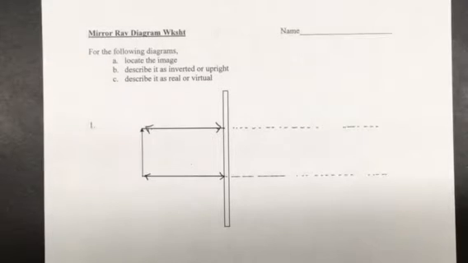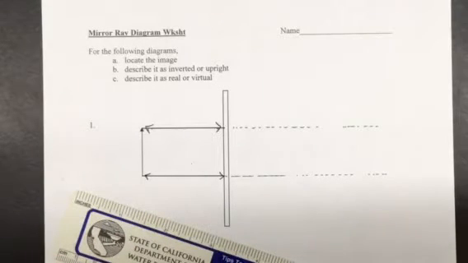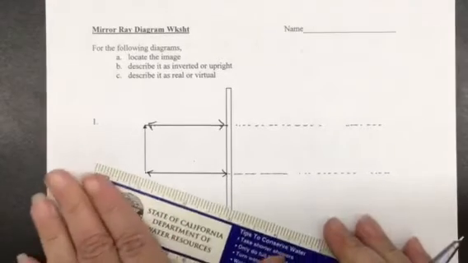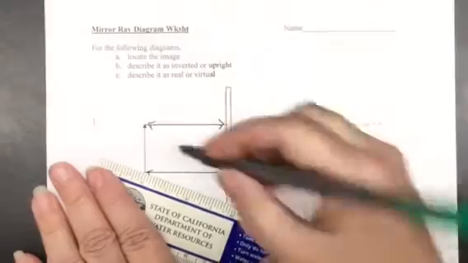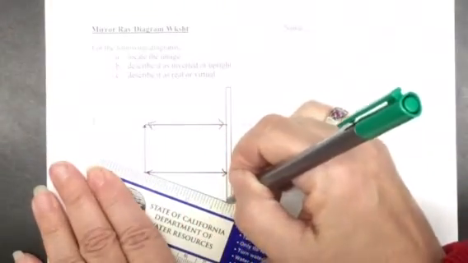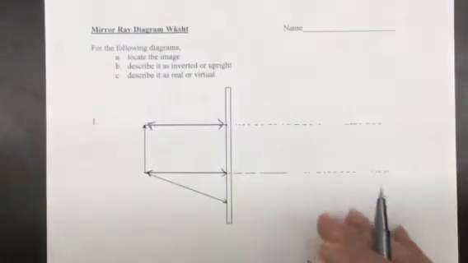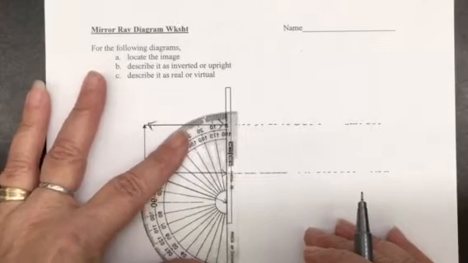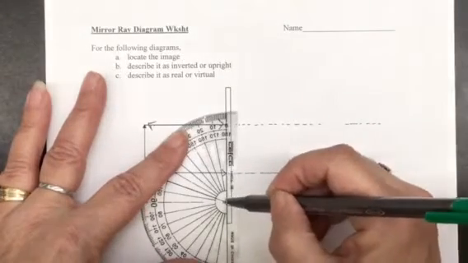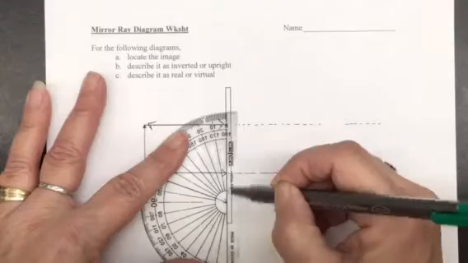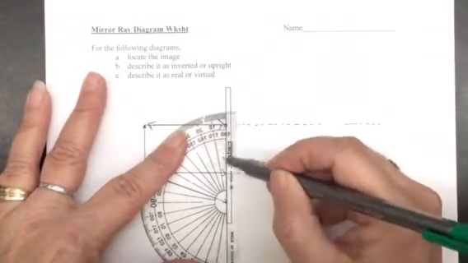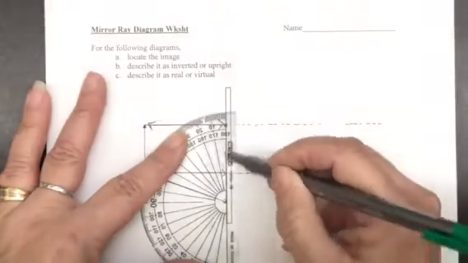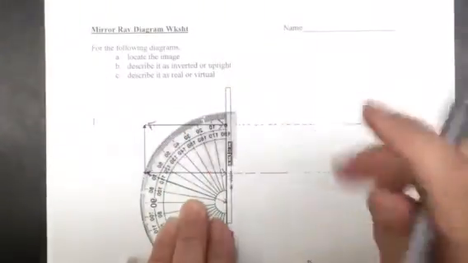Okay, then we're going to pick a ray, any ray. So it doesn't matter which one you do. Just go from the bottom and just take a ray and make it hit the mirror. And then you're going to line up your protractor. So this protractor, I'm going to line up this T with where it hit the mirror, and I'm going to line up this line here with the mirror. And then I'm going to mark 90 degrees.